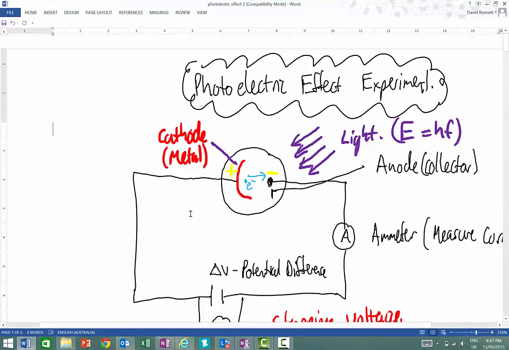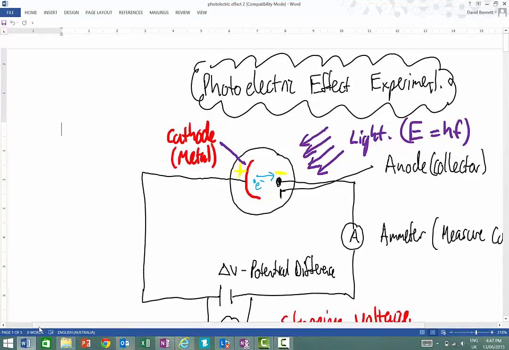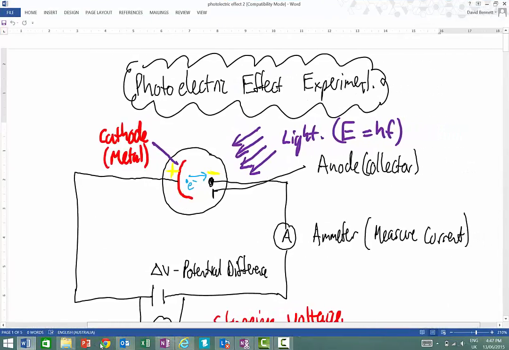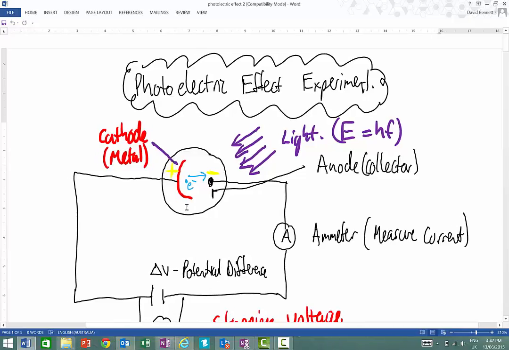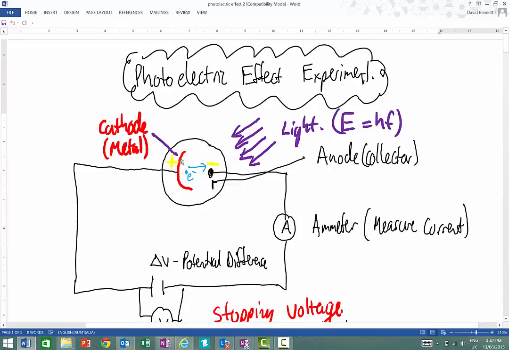I'm just going to flick over to what the experiment looks like for this particular thing. So what you have is this particular apparatus which is sitting in a vacuum. You shine light onto the cathode metal, and then you have an anode over here. As the light shines onto the red line here, it will eject electrons and they'll go across. That's pretty well what actually happens.